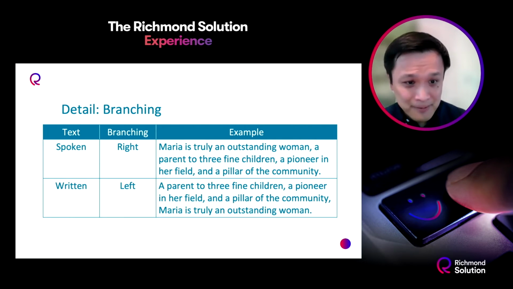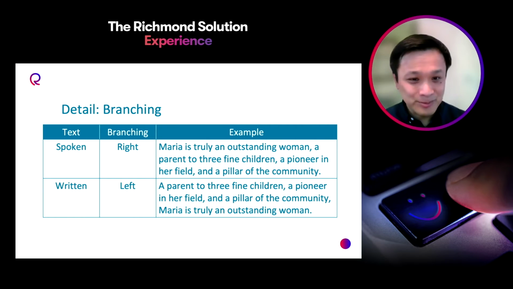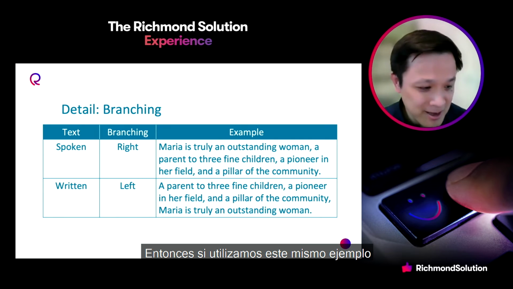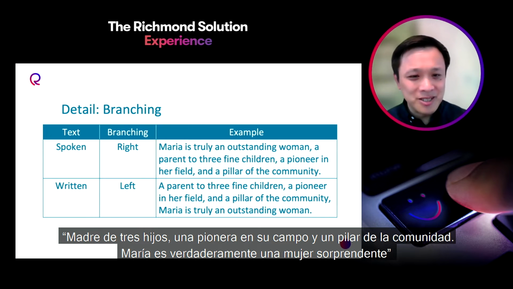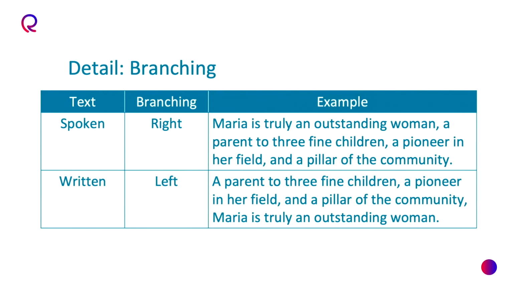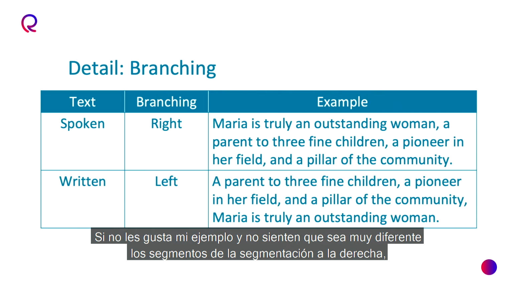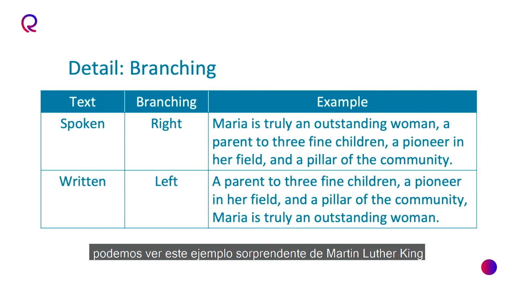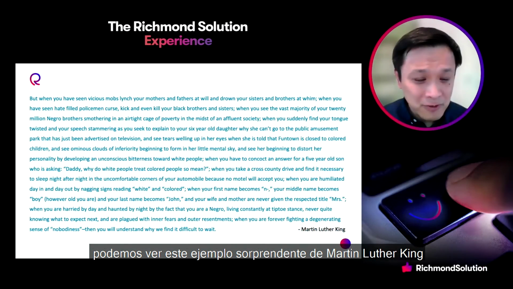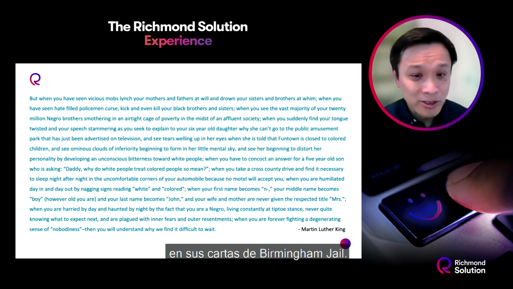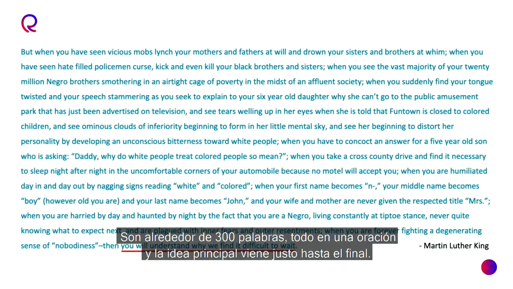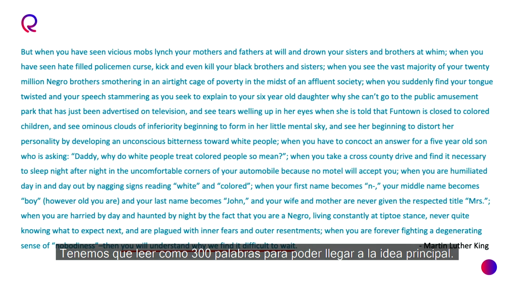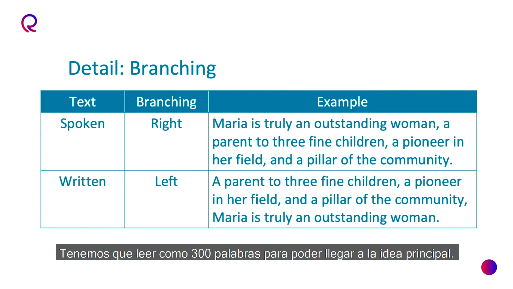But writing is different. Writing is left branching. And so to use my horrible example, a parent to 3 fine children, a pioneer in her field, and a pillar of the community, Maria is truly an outstanding woman. Now, if you don't like my example, and if it doesn't feel like that's very different from the right branching sentence, you can instead take a look at this wonderful example from Martin Luther King, where he wrote in his letters from Birmingham jail. It's about 300 words. It's all one sentence, and the main idea comes right at the very end. You have to read about 300 words before you get to the main idea.